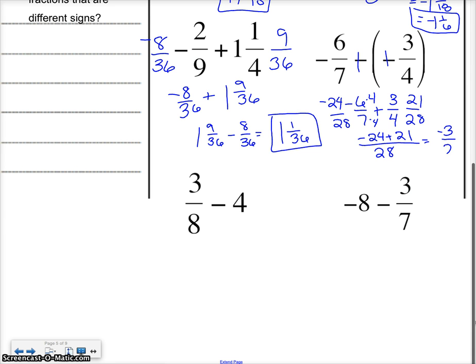Negative 3 over 28. Notice that I really did take their difference because they're different signs. So I went 24 minus 21 is 3, and I have more negatives.